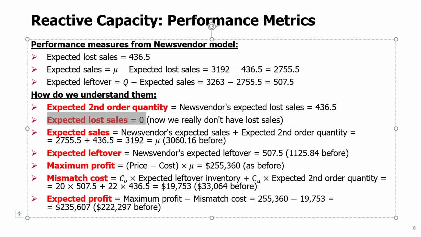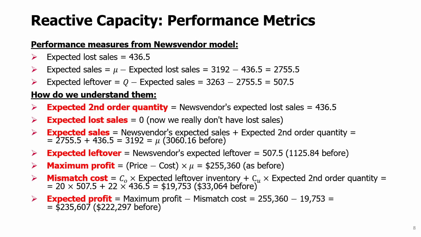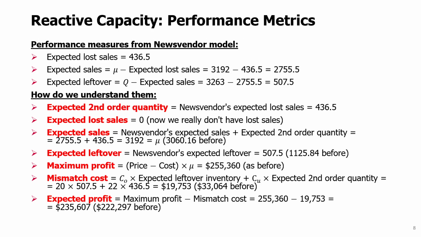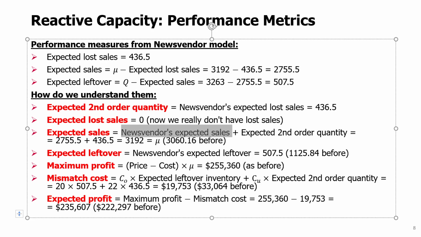So in fact, there won't be any lost sales, right? Now we really have no lost sales. What is seen as expected lost sales in the newsvendor model is in fact the second order quantity, its expected value. So expected sales will be the newsvendor's expected sales plus this expected second order quantity, which is the newsvendor's lost sales. So in fact, if you add them, the expected sales will be equal to mu. We will actually have no lost sales. We will sell on average what the demand says, right? Expected lost sales will be 0.